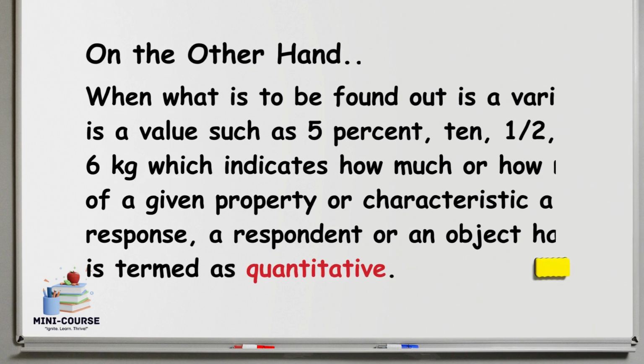On the other hand, when what is to be found out as a variable is a value such as 5%, 10, 1/2, and 6 kilograms, which indicates how much or how many of a given property or characteristic a respondent or an object has, it is termed as quantitative.